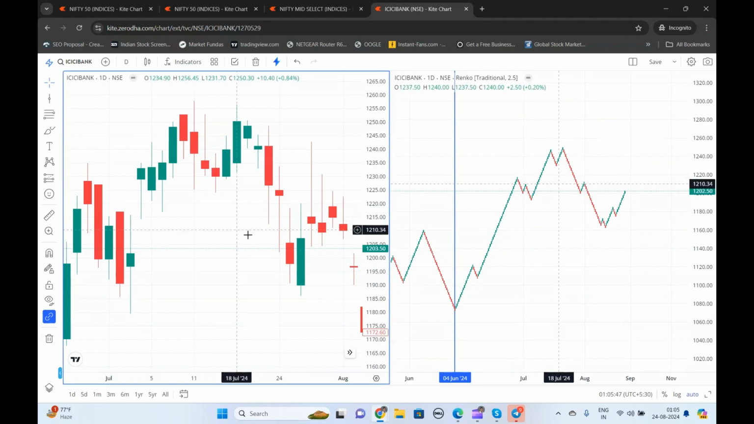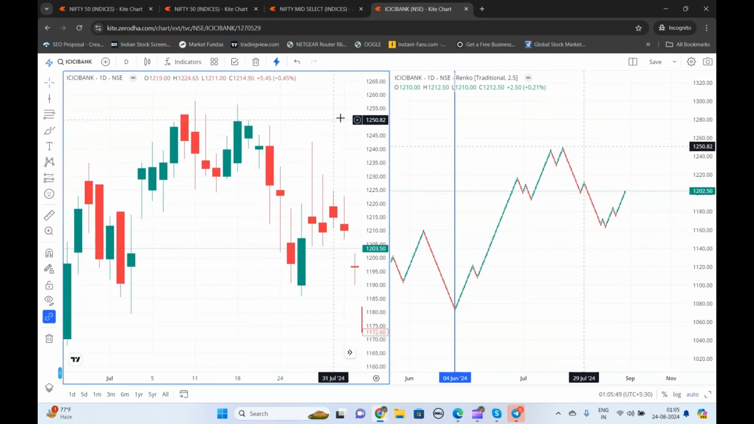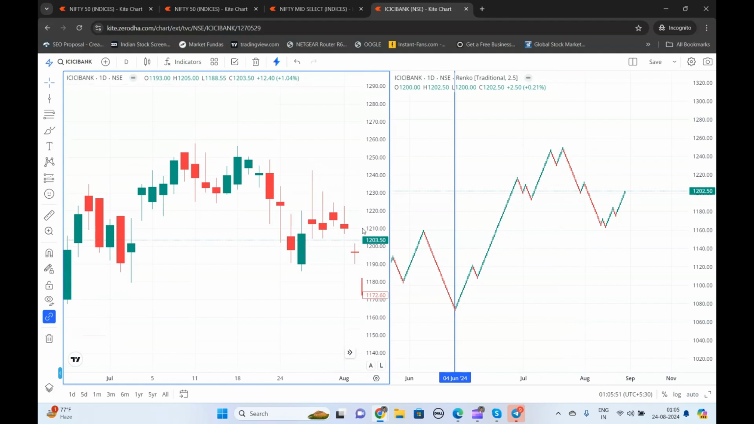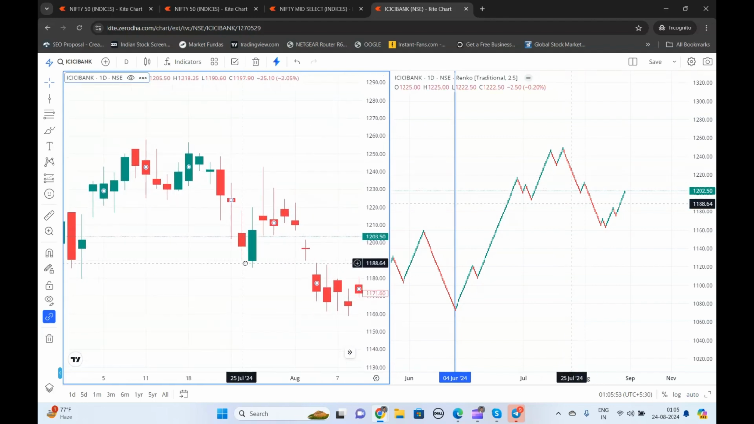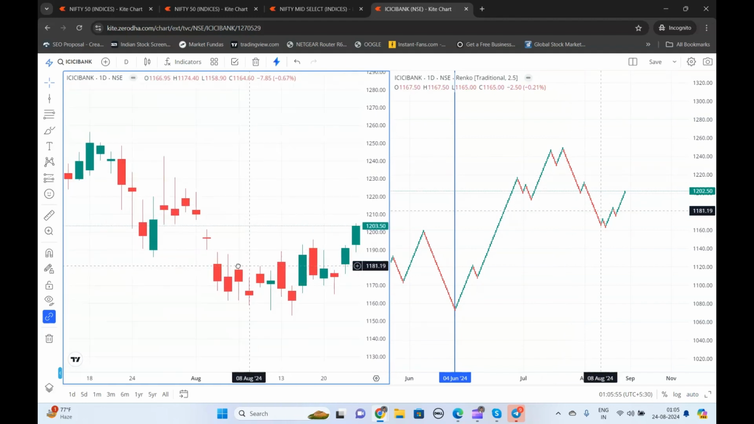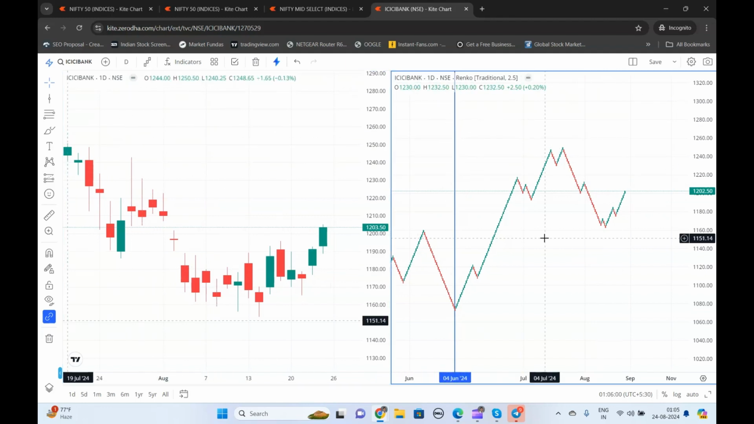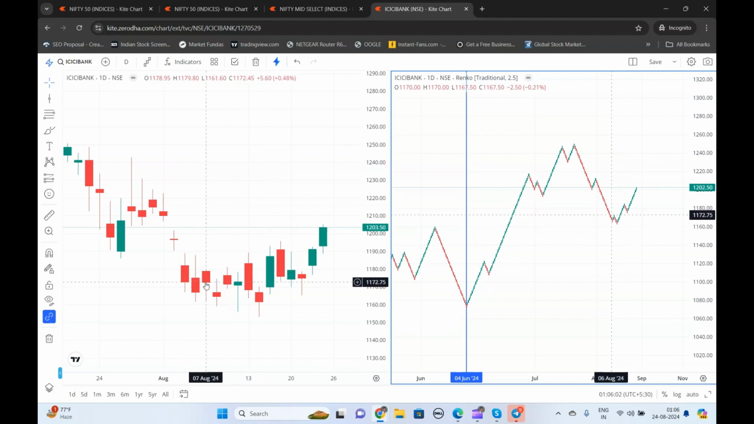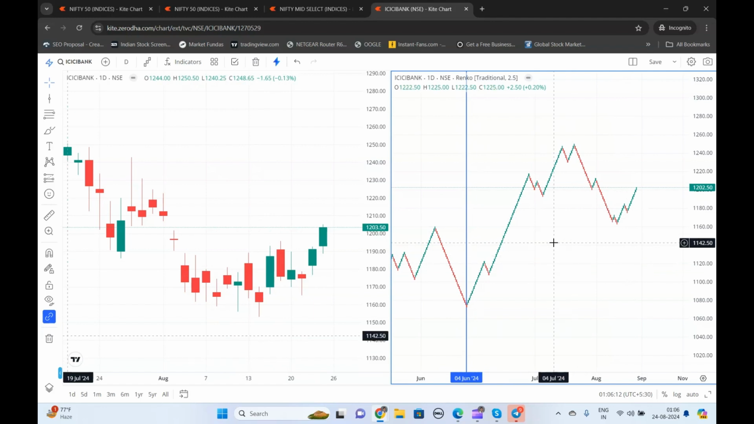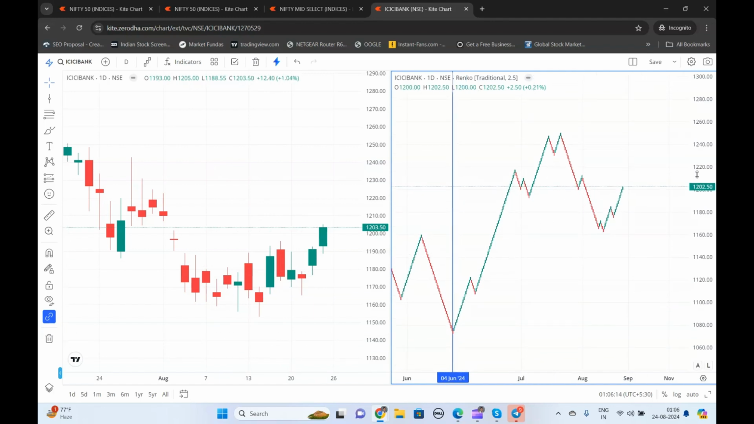Okay, same thing you can do with stocks. I've chosen ICICI Bank here. You can choose any other stock. This is a 1 day chart, and I have to put 1 day here. See, a lot of red candles followed by green candles. There's a lot of noise. You have that fear when you see a red candle, right? That fear you can avoid if you have a Renko chart and you want to go directional.